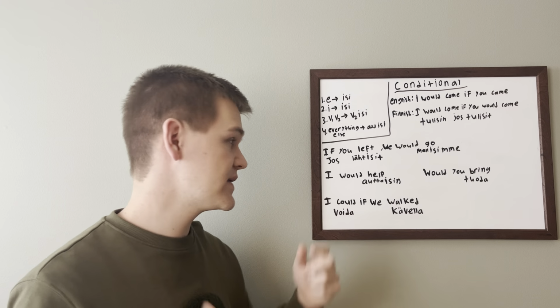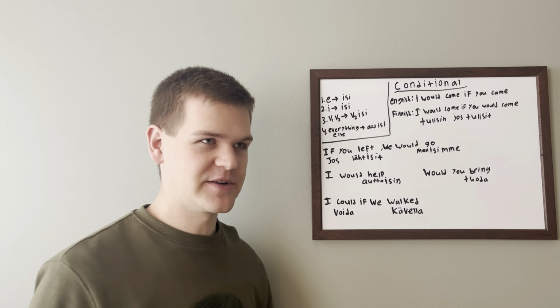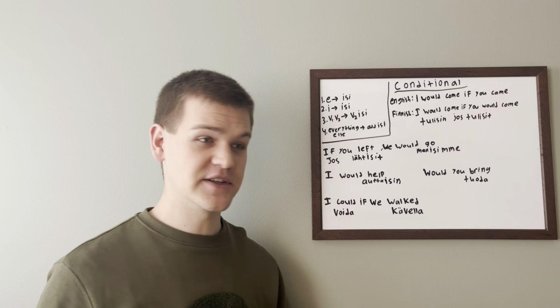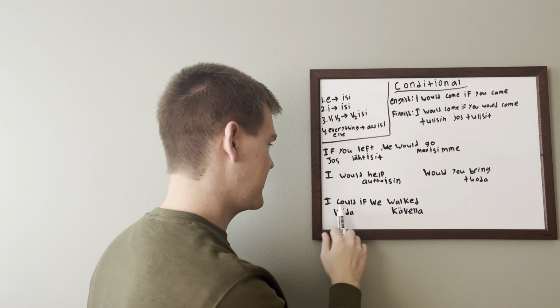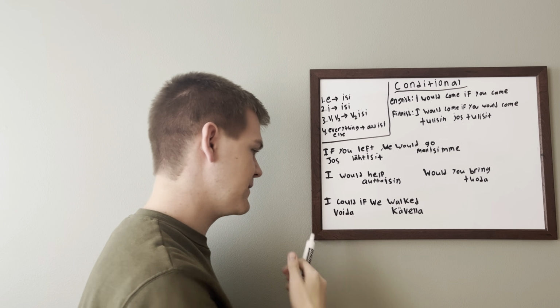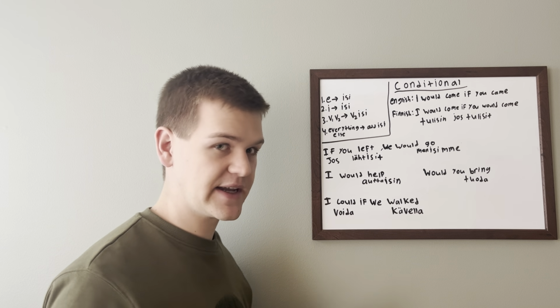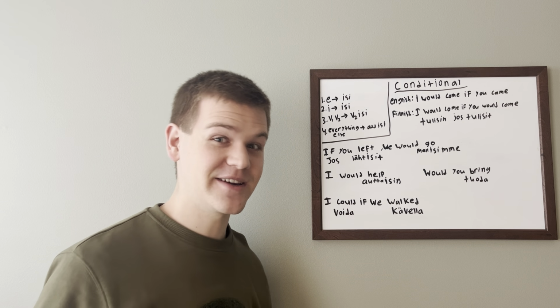You could say "minä auttaisin". Next, "I could if we walked." Maybe you're trying to say you could come somewhere if they just walked. You could say "I could if we walked." Since "could" is basically "would be able to". Voida, to be able to. Usually this conjugates to like "can", "I can". When we say "I would can", we don't say that. We say "I could".